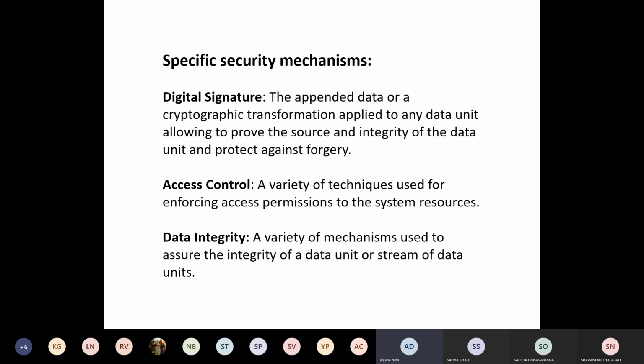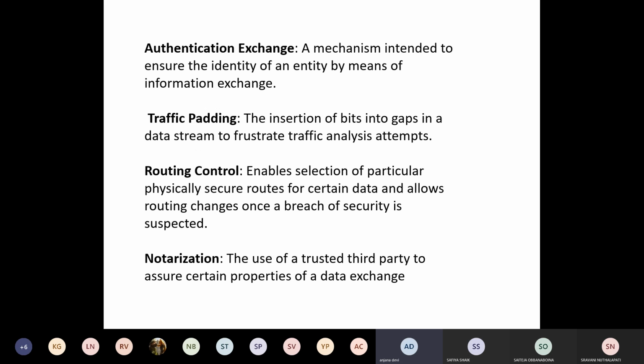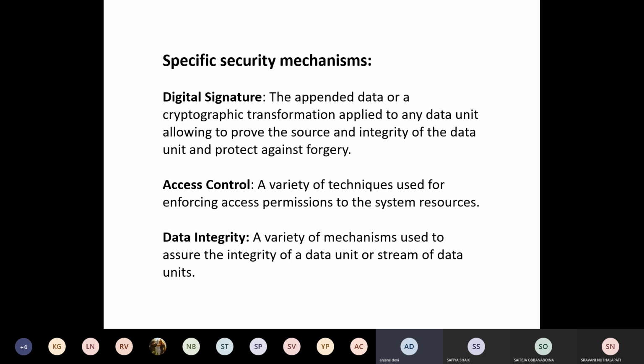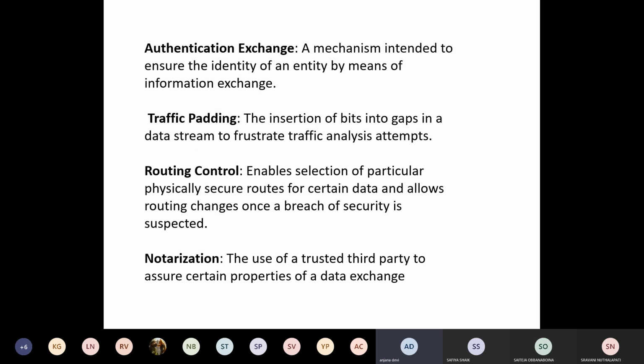In this specific security mechanism, we have the concepts called digital signature, access control, data integrity, authentication exchange, traffic padding, routing control, and notarization. These are the techniques that you are going to follow under specific security mechanisms. First is digital signature, next is access control, next is data integrity, then authentication exchange, traffic padding, routing control, and notarization. Now let us briefly discuss these.